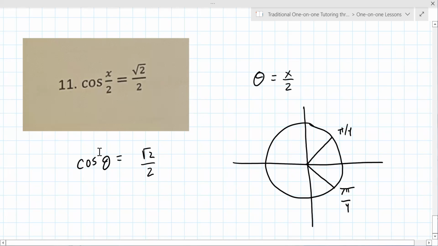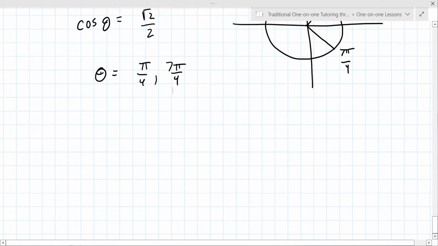So the solution to this problem, cosine theta equals root 2 over 2, is pi over 4 and 7 pi over 4. But it's a big but, that's not what we're solving. We're solving this one up here. So you have to know that while you solve this problem, it's not really this solution. You're like, well, what do I do? Well, you start by writing your answers: pi over 4, 7 pi over 4. You just say, okay, if it was theta, these are my answers, but it's not.